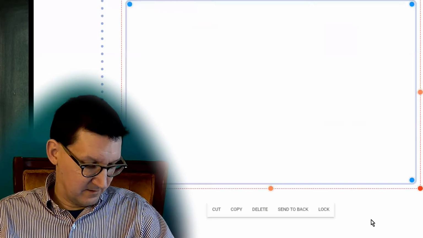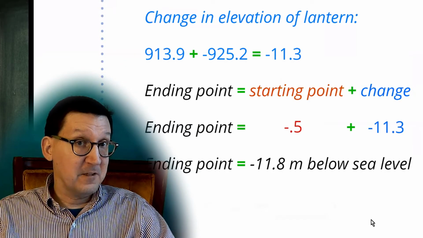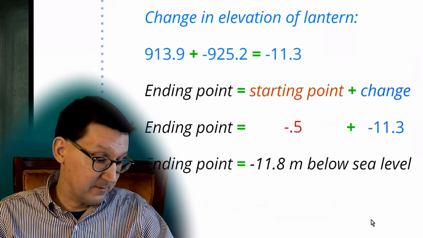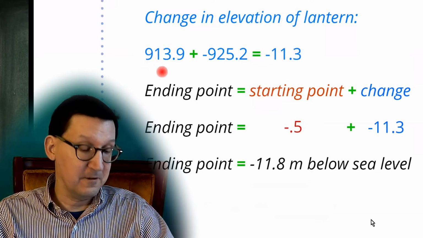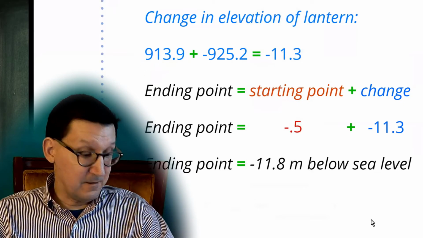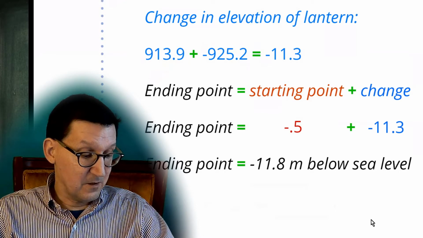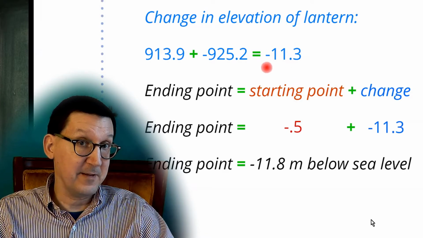The other way we can do it is mathematically, right? And to do that, it looks like this. So the first thing we have to do is find the change in elevation that the lantern gave us, right? We know that it went up 913.9 meters altogether, and we know that it went down 925.2 meters. So altogether, its change was negative 11.3 meters.